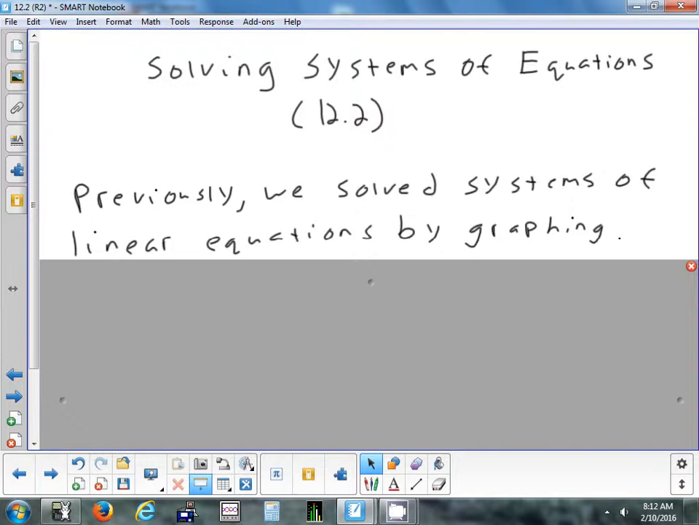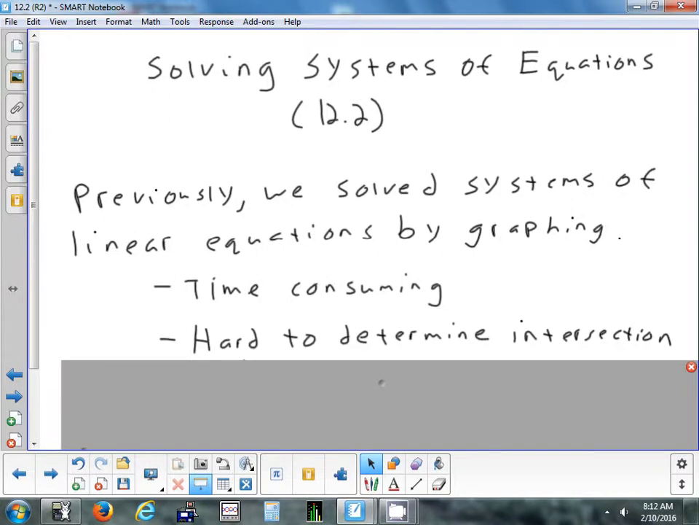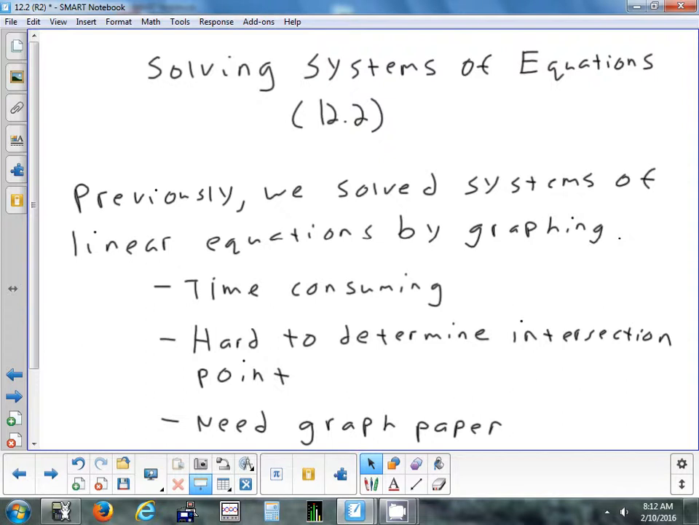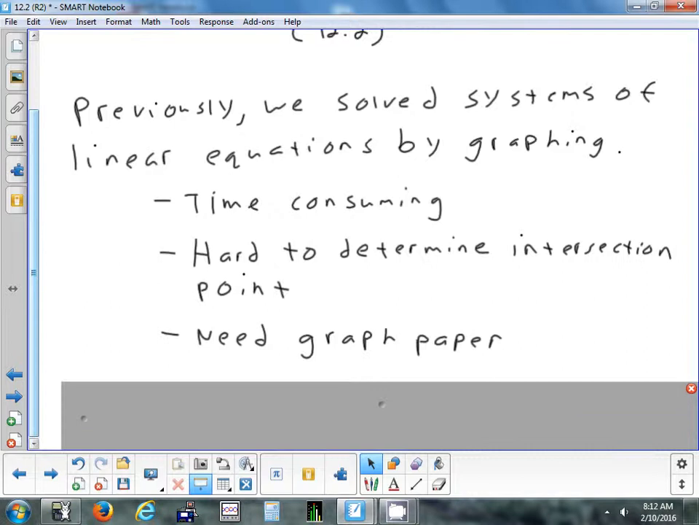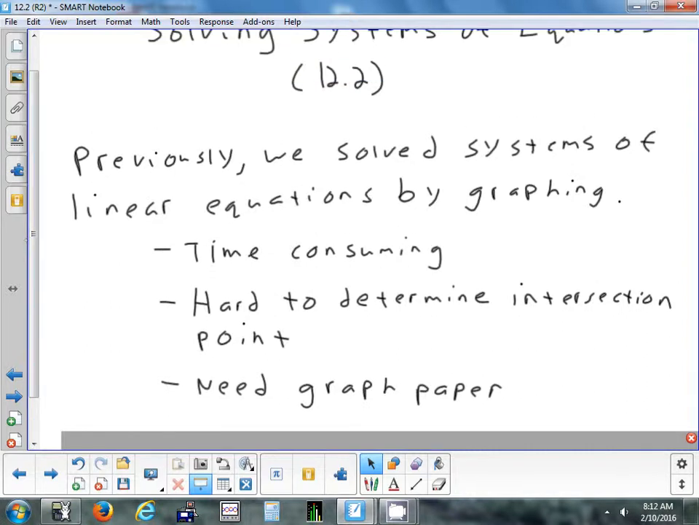Why else is graphing, you think, not maybe the best idea? It's not always accurate. You have to be very careful how you draw it. It's time consuming. So these are all reasons why we might not want to use graphing. You need graph paper, you also need a ruler, you have to draw things perfectly straight, and it's hard to determine where things cross if it's a decimal. So these are all reasons why we need an approach that's better than graphing.